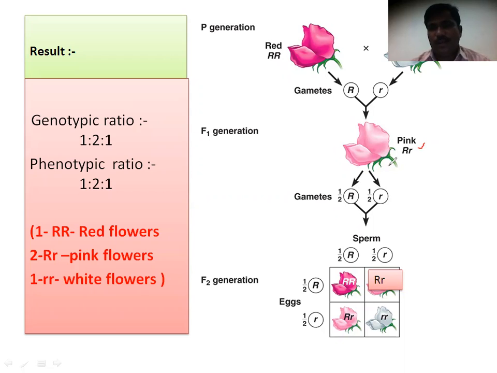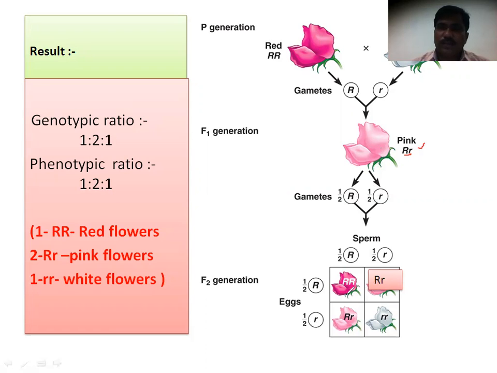In the F1 generation, we get capital R, small r. Capital R is not dominant over small r. Both capital R and small r express partially. So these gametes are formed with capital R and small r, then selfing forms the F2 generation.